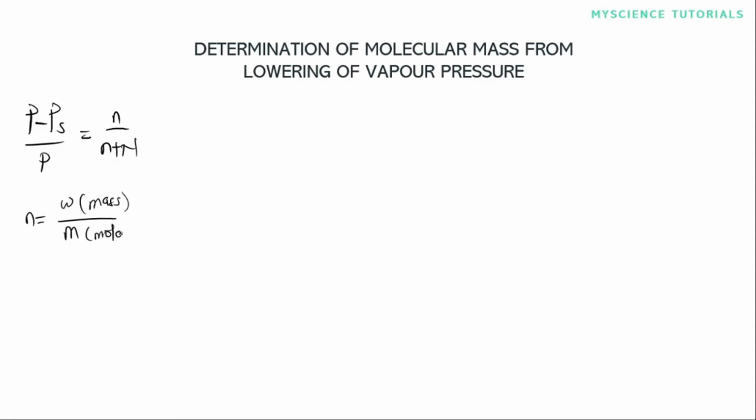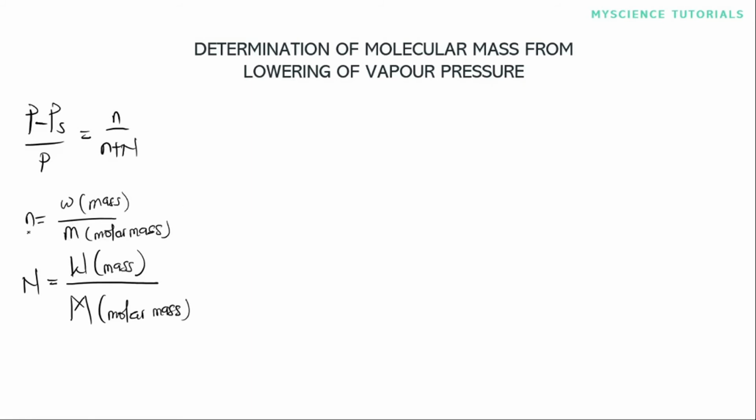The molar mass of the solute. Now, for the capital N, we are going to use capital W as the mass of the solvent, and then capital M as the molar mass of the solvent. Now, let this not confuse you by you saying the small m is mass. No, the small m is what? Molar mass, and we are using W to represent the mass in this case.